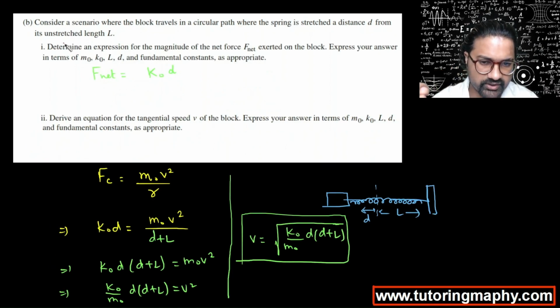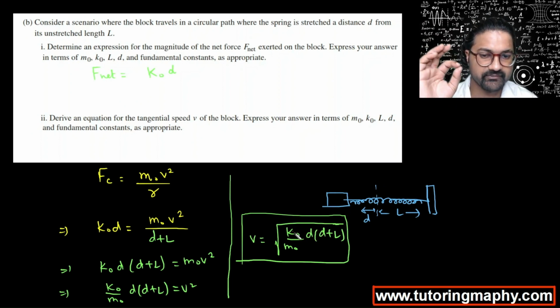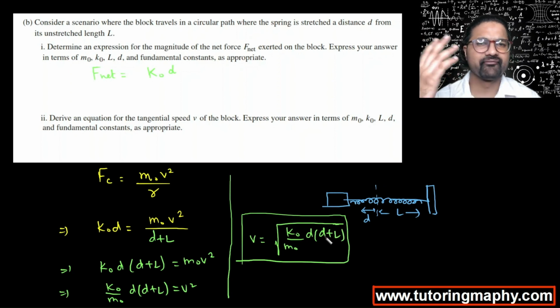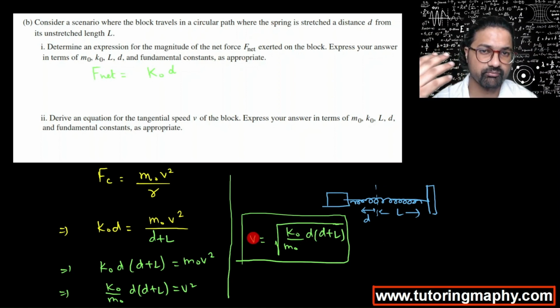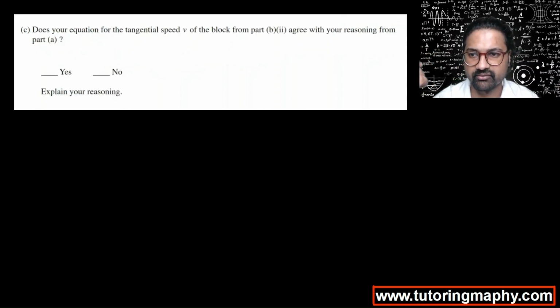Using this equation, can we say that if d is more, because remember d is the only variable over here, k naught is fixed, m naught is fixed, L is fixed. So obviously it makes sense that if the value of d is even more, the velocity will be even more. So the more the value of d, the more the velocity, and this 100% agrees with our interpretation earlier. So just explain your reasoning.